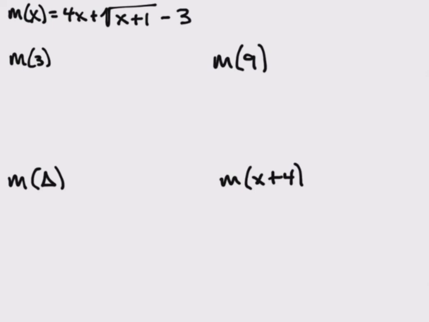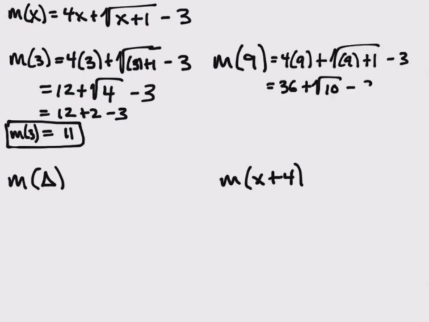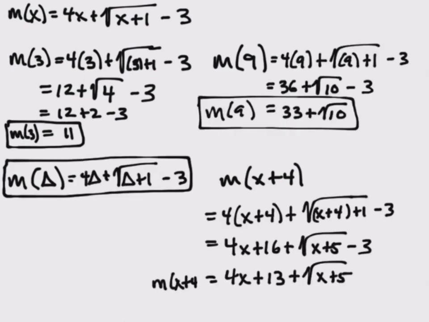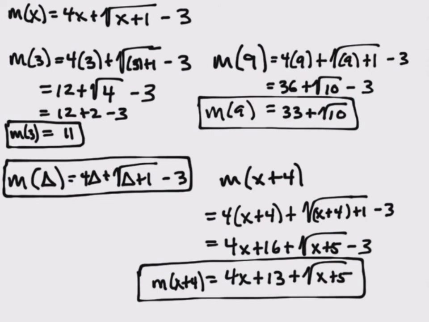Here we've got our function m of x equals 4x plus the square root of x plus 1 minus 3. Note, m is the name of our function and x is our input variable, and we're asked to find the outputs for 4 different inputs, 2 of which are numbers, 2 of which involve symbols or variables. So again, I'd like you to pause the video, try to find these outputs, and when you're done, play the video and we'll check. Alright, so here are the outputs for those 4 respective inputs.